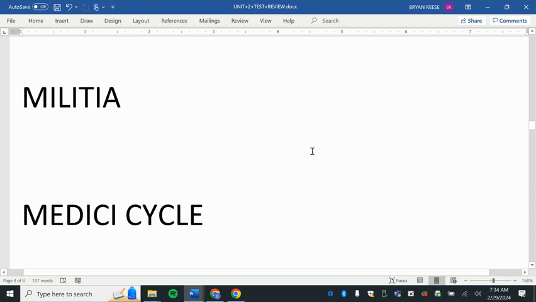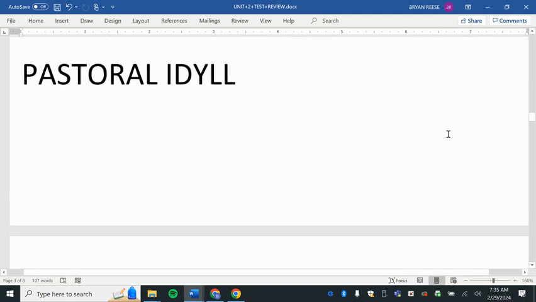The term militia will be on the test. What famous artwork did we look at that had a militia in it? Night Watch. So you should know what a militia is. The term pastoral idyll is on the test. I discussed that in my Rococo lecture.